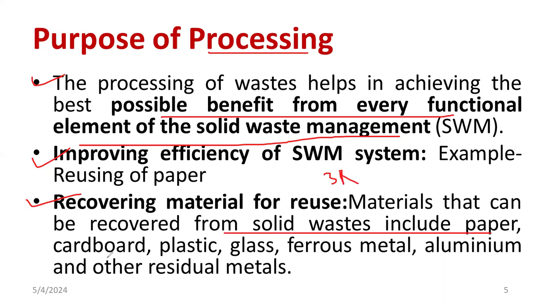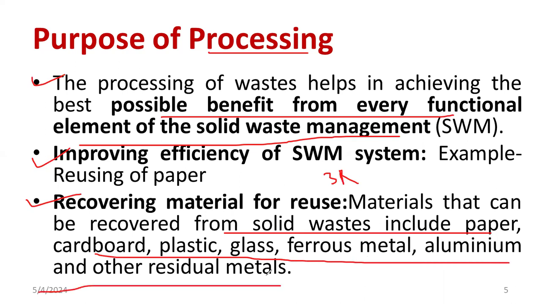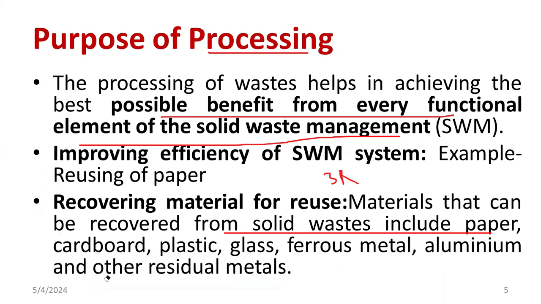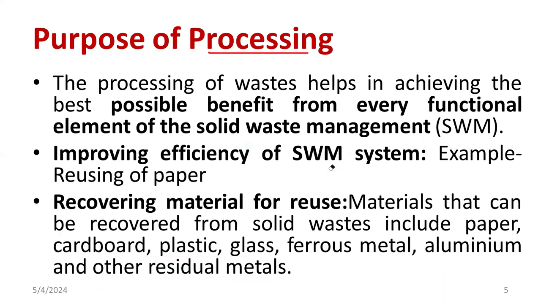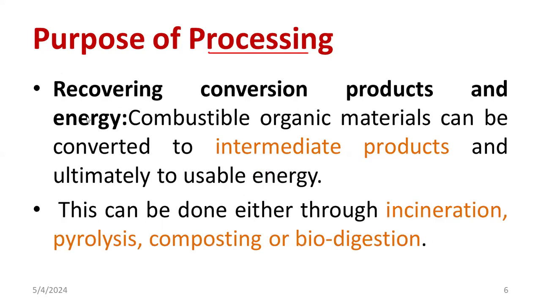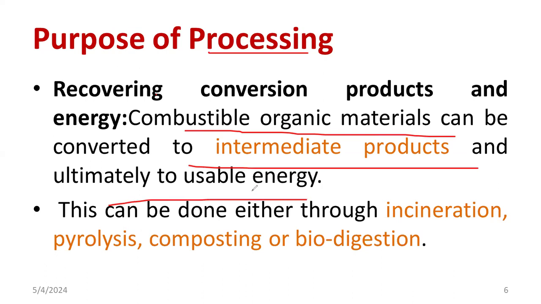And the solid waste includes paper, cardboard, plastic, glass, ferrous material, aluminum, etc. Such kinds of metal can be easily recovered if you do the processing. Recovering is one of the examples of processing. Also, there is the recovery of conversion products and energy. The combustible organic materials can be converted into intermediate products, and ultimately that can be used for energy purposes. While doing the combustion, some energy can be recovered or retrieved in between.